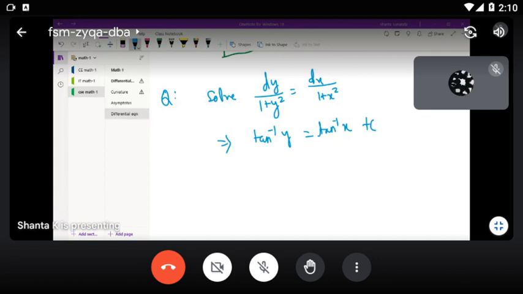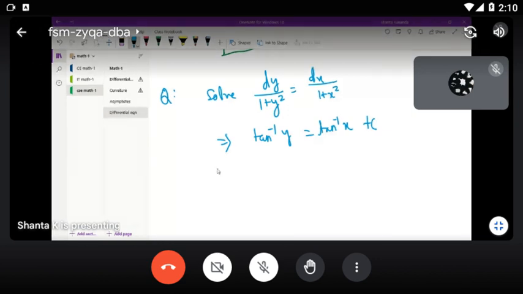If you want, you can leave it in this form, or you can further write it in an algebraic form. How will you do this? If you put it in an algebraic form, that will be much easier, because otherwise you have to solve for the tangent.